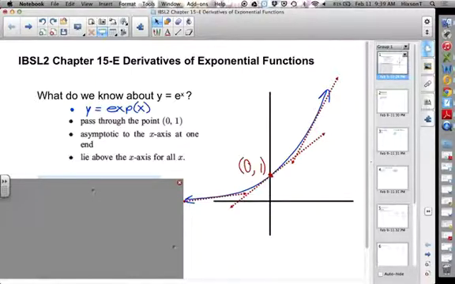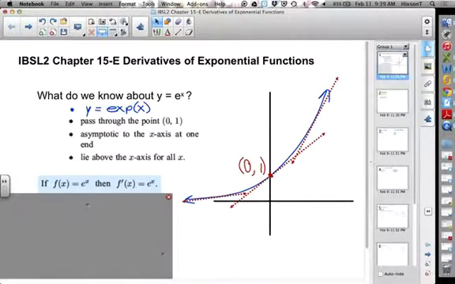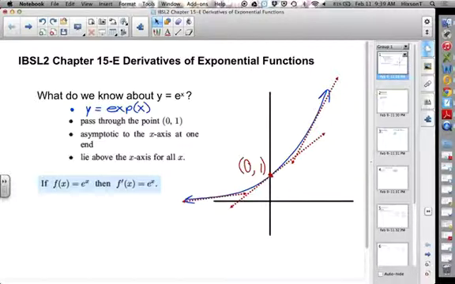Okay? But the reason why this is such an easy derivative to remember is because if f of x is e to the x, f prime of x equals e to the x. It is its own derivative. So at that y-intercept, what's the slope of the tangent line? 1. Because it's going to be the same as the value of the function at that point.